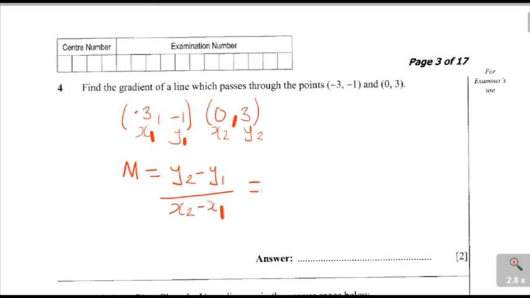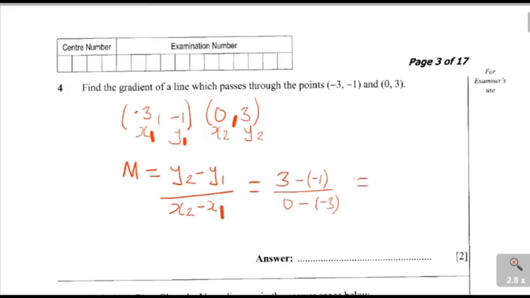So from here, just substitute. Where there is y2, you are going to put a 3, minus where there is y1, you are going to put a negative 1. Since it's having a negative, it's going to be enclosed in brackets, then over where there is x2, you are going to put 0, minus where you have x1, you are going to put negative 3. So you also put it in brackets because it's having a negative.